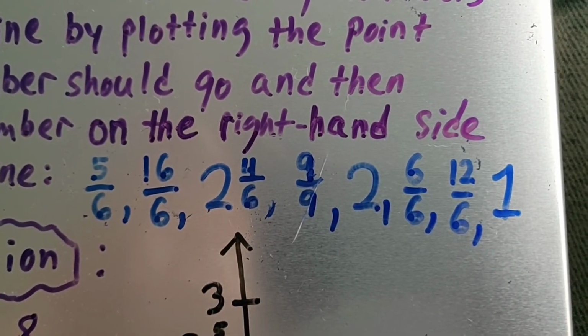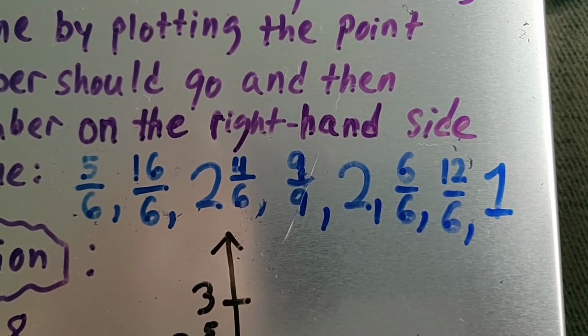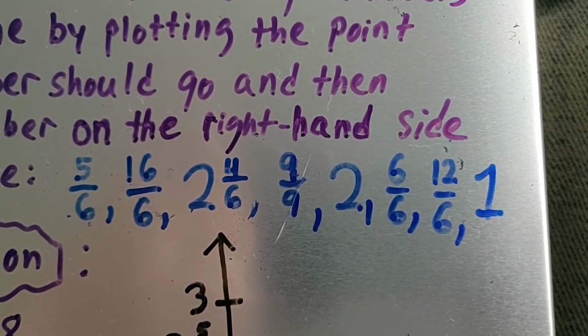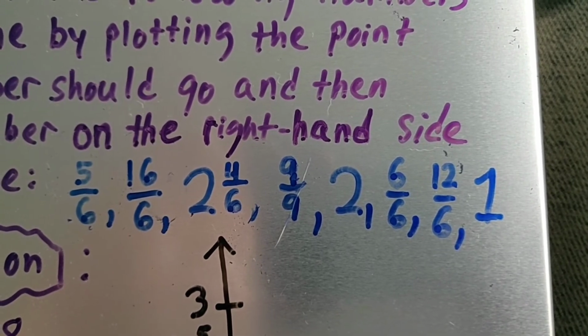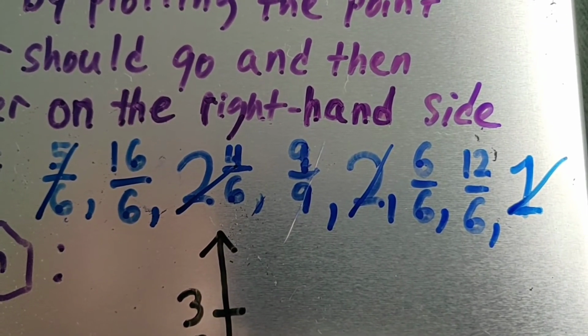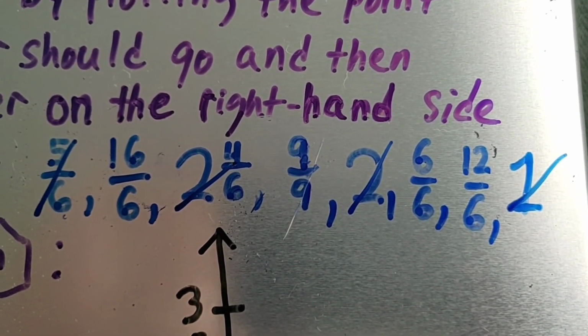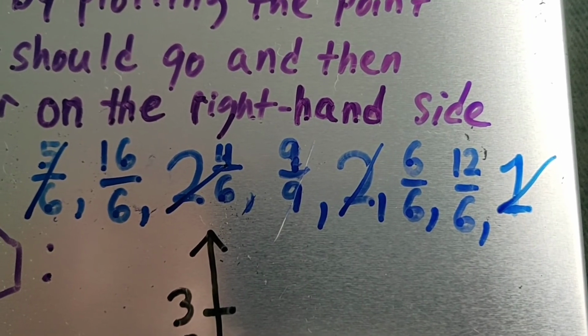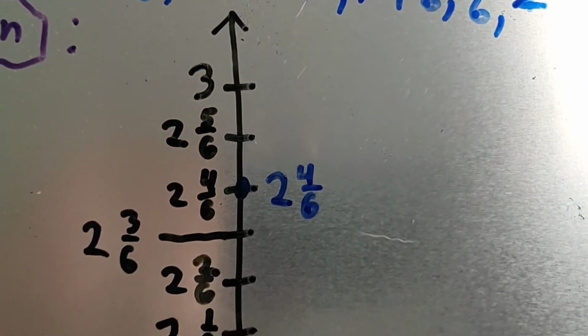And so I'm not going to waste any time. If it's obvious where something goes on the number line because that number's already written on the number line, I'm just going to go ahead, plot it on the number line and cross it out. So 5/6, 2 and 4/6, the whole number 2 and the whole number 1 were already shown on the number line. And so I first plotted them on the number line, and then I crossed them out.